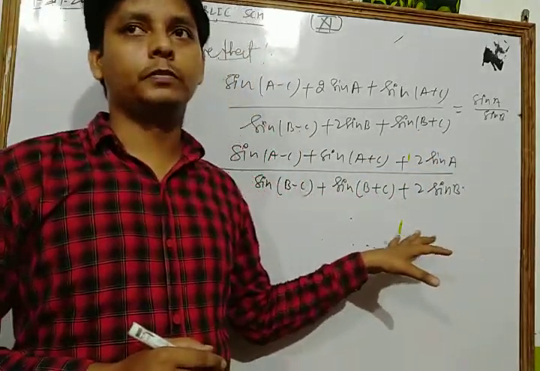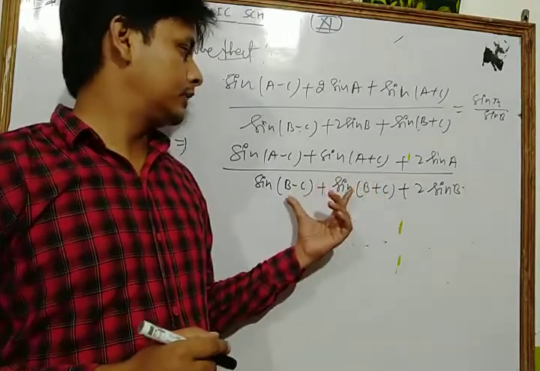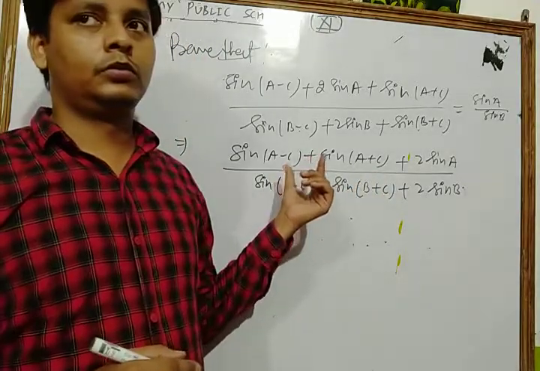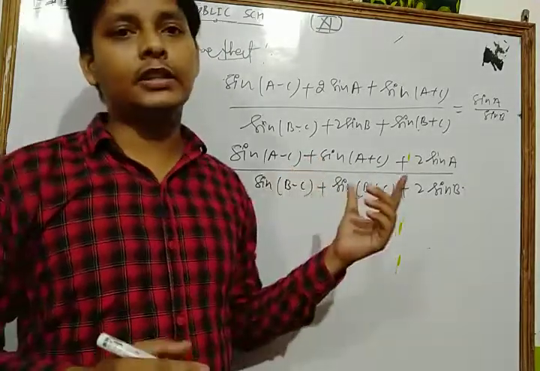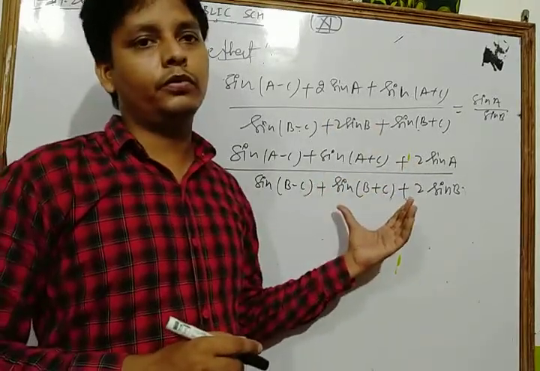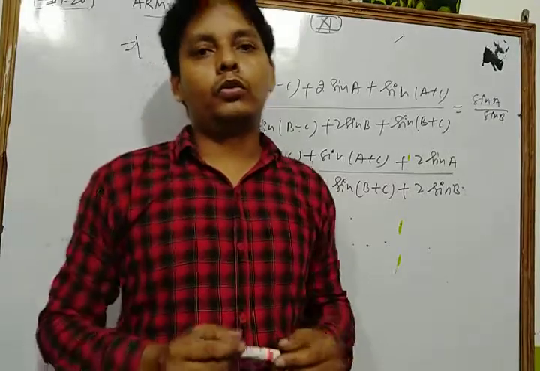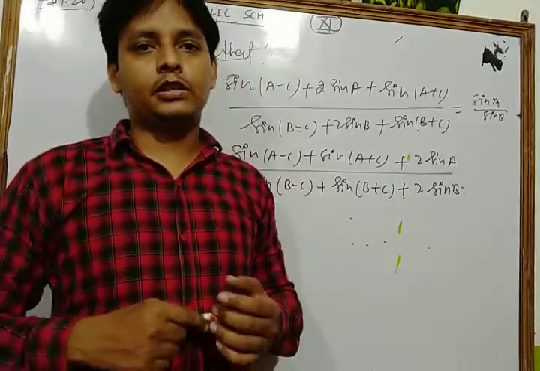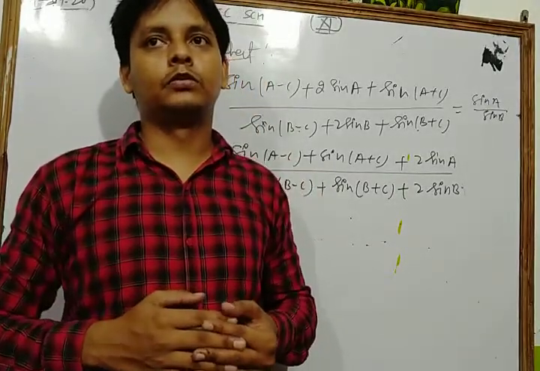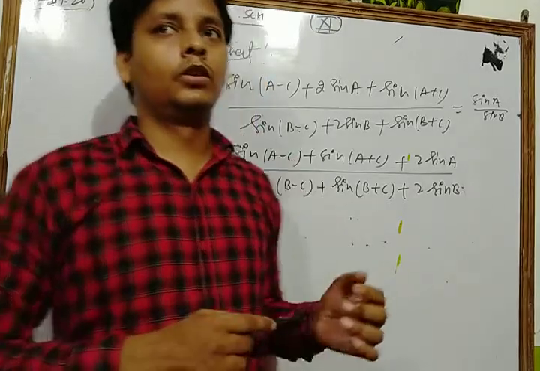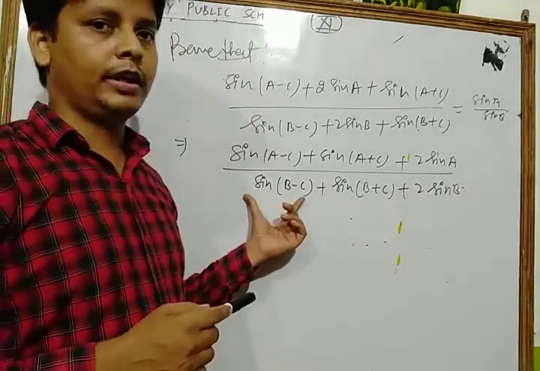Then we take 2 sin a common, and finally we are left with sin a upon sin b. So dear students, in this way you can prove such questions. Now we will discuss the next topic in the next class. Okay, thank you.